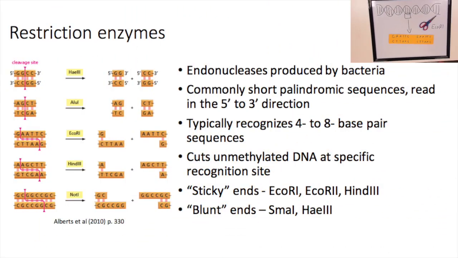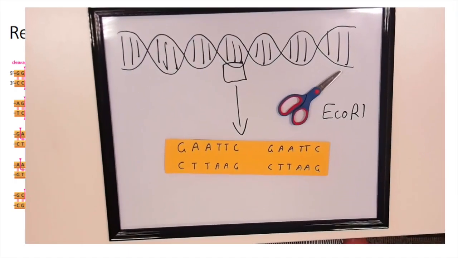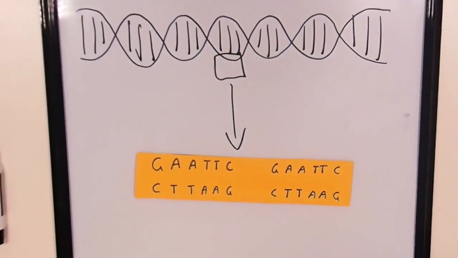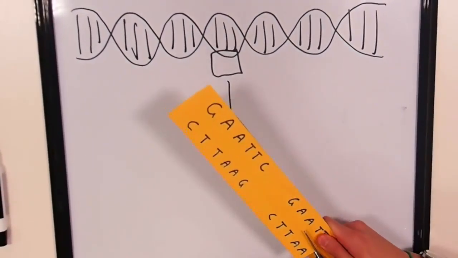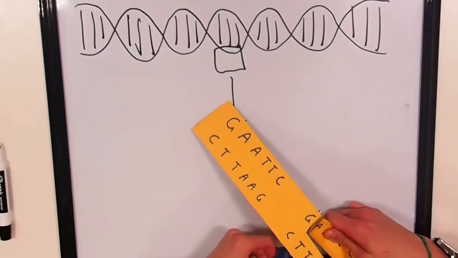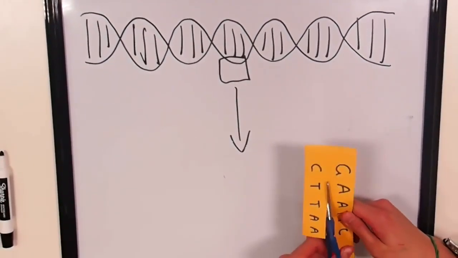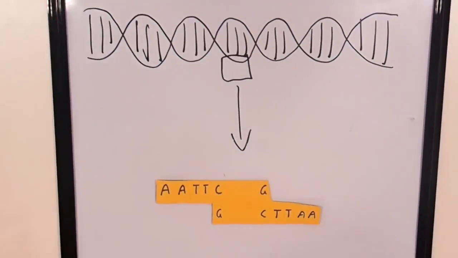Restriction enzymes are endonucleases produced by bacteria that typically recognize 4 to 8 base pair sequences. They cut unmethylated DNA at specific recognition sites, leaving sticky or blunt ends. Select a buffer with suitable temperature, pH, salt concentration, and glycerol presence to optimize the enzymatic activity and not damage any of your components.